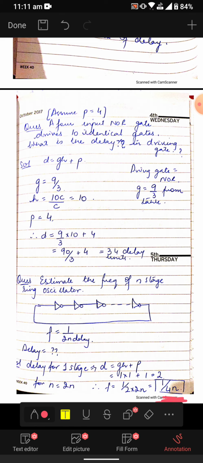Okay, so you practice these problems and practice some other problems also from the book, and if there is any problem you can contact me.